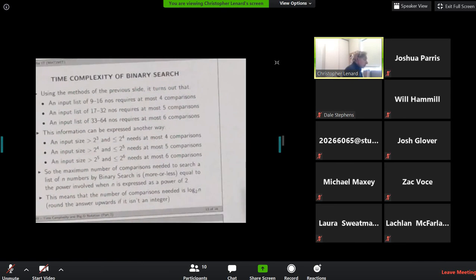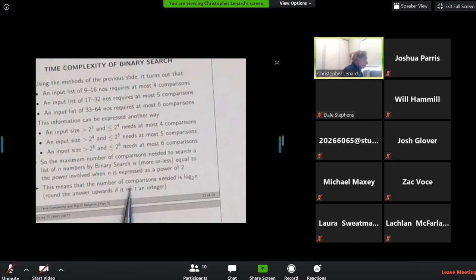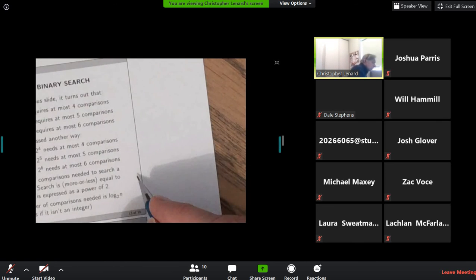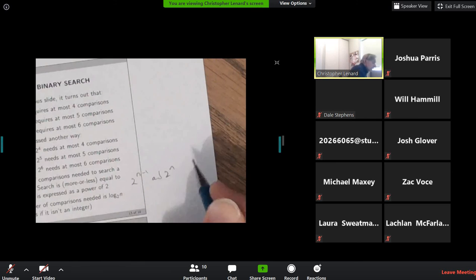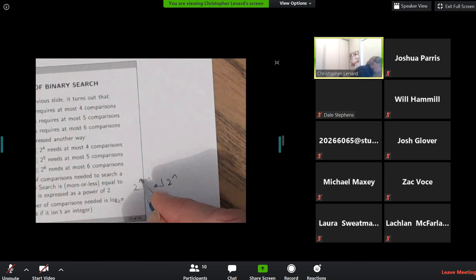So we've got this thing that if your list is between 2 to the n minus 1 and 2 to the n in size, let's use another one. Using n in different ways here.